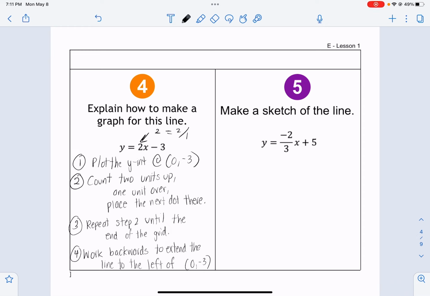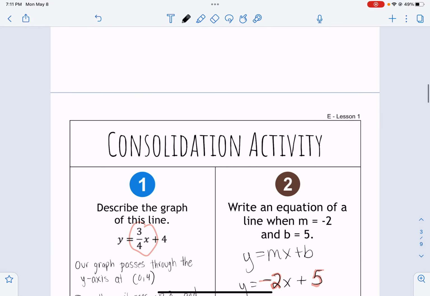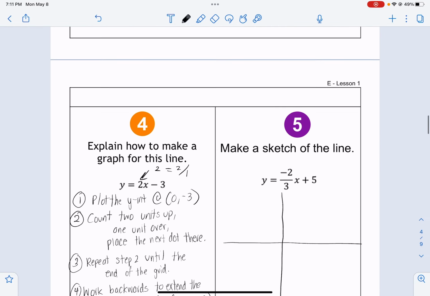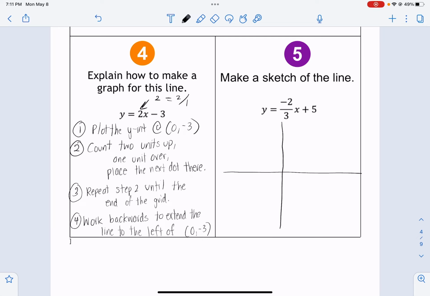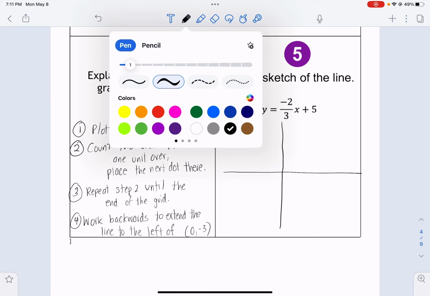All right, and finally, question number 5. Make a sketch of this line, y = -2/3x + 5. We have all the tools we need to do this. So we're going to start by plotting our y-intercept at 5.